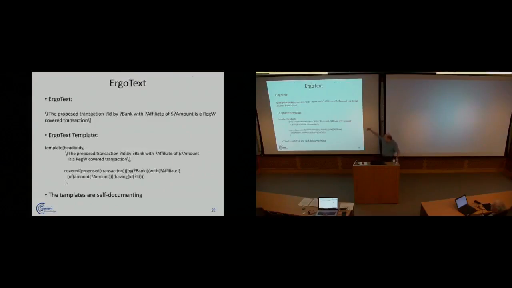So, for example, here's another domain, a case study on financial regulatory compliance. We have some logical condition that might appear in either the then part of a rule or the if part of a rule, called head and body, respectively, in Rulog. And we have a question mark prefixing the logical variables: proposed transaction ID by bank with affiliate of a certain amount of dollars. Dollars is real money here. It is a Reg W covered transaction. It's covered by a particular regulation.